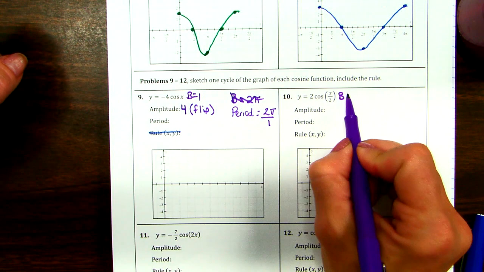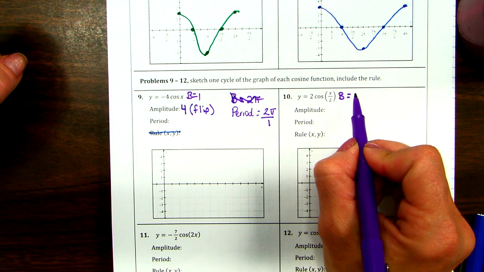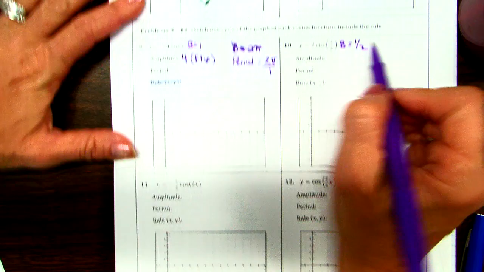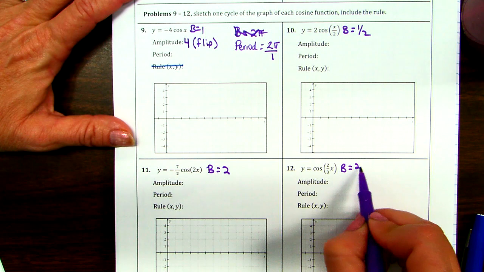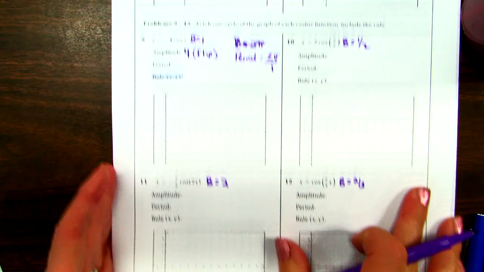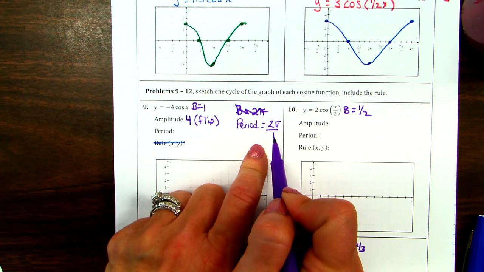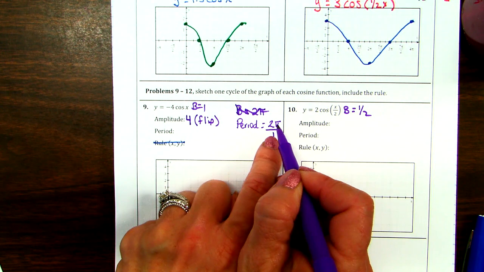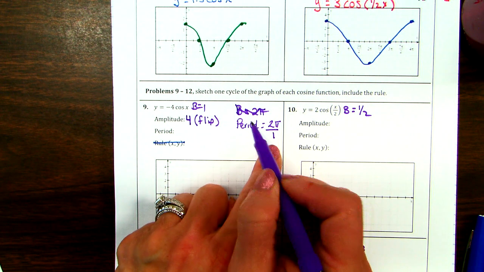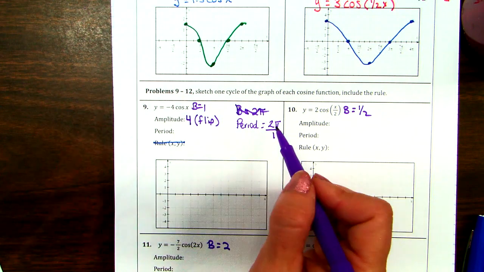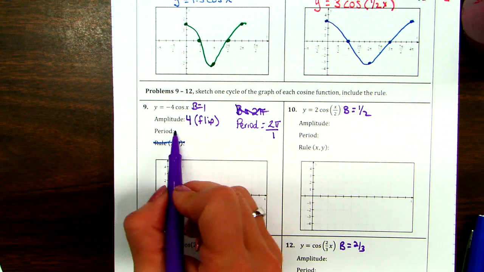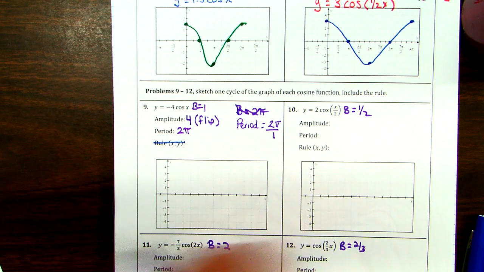What's B in number 10? 1/2. B here would be 2. B here would be 2/3. So if you have the equation, you have B. The formula is the same. Always 2 pi on top, divide by what you have to find what you're trying to find. So period and B can switch places, same formula, right? So it's just 2 pi. 2 pi divided by 1 is 2 pi.